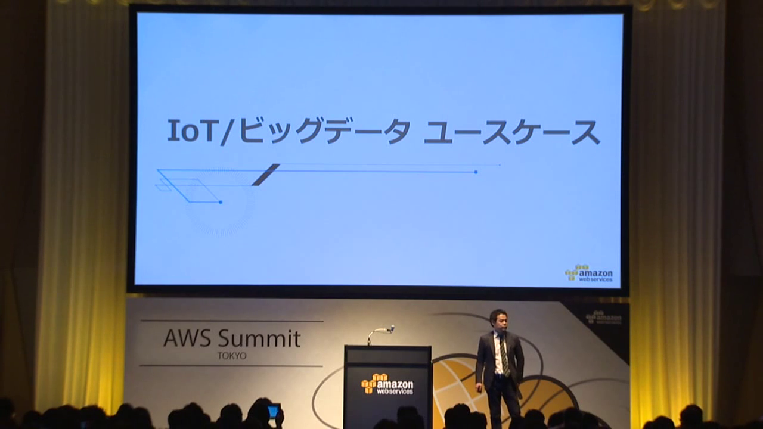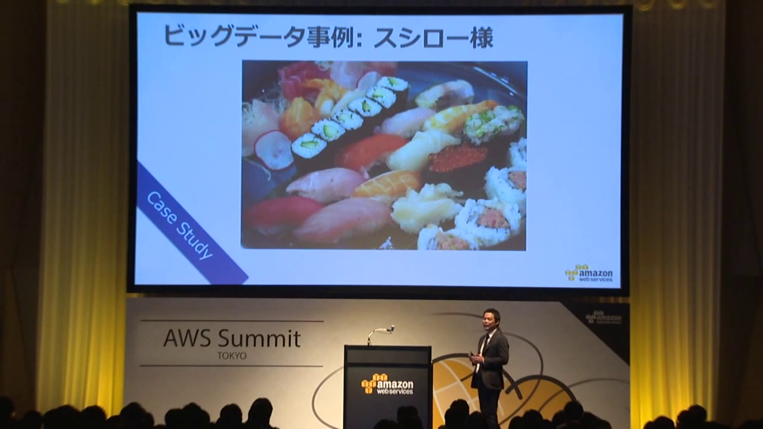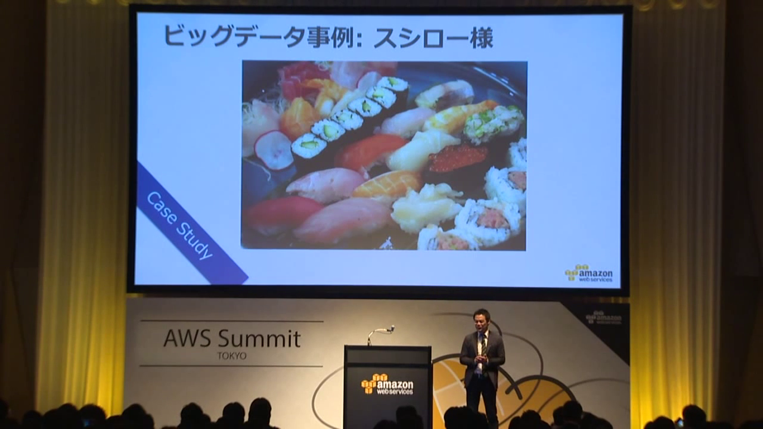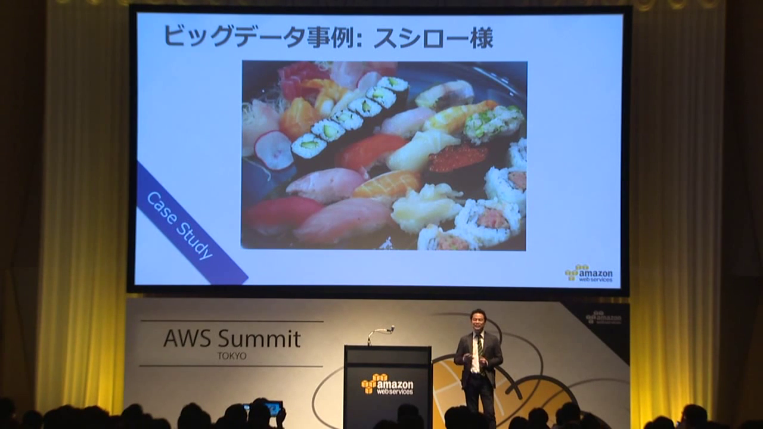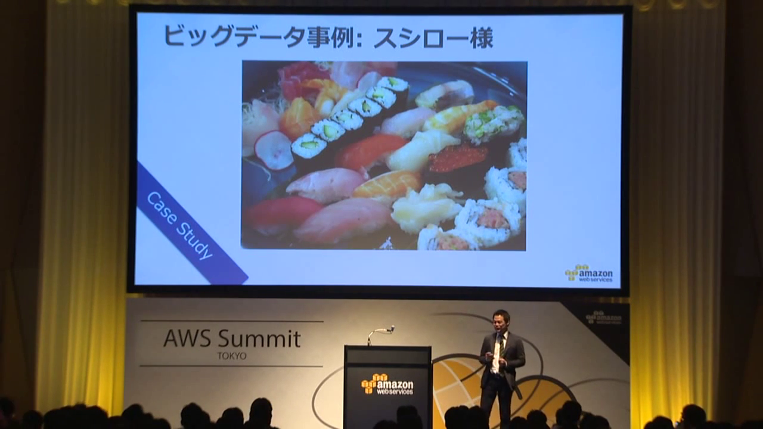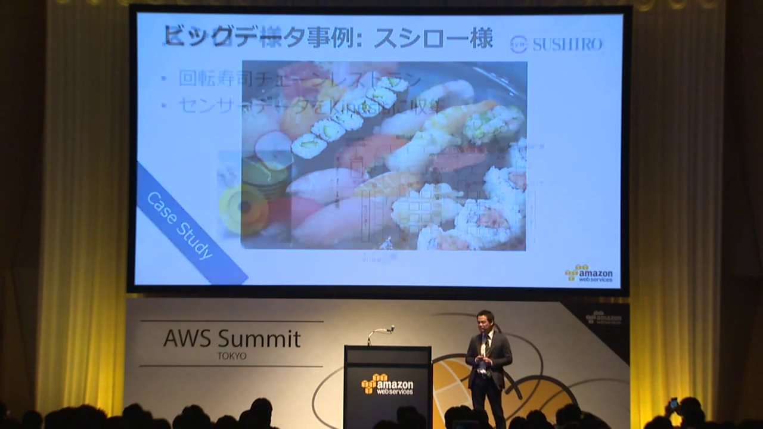Let's talk about IoT and big data use cases. One example here, even though it's the most advanced example in the US, is Sushiro. Why Sushiro? Because everyone loves Sushiro. And the most advanced example of IoT is Sushiro. Whenever I talk with US customers, I always give the Sushiro example first, and everybody loves this story.